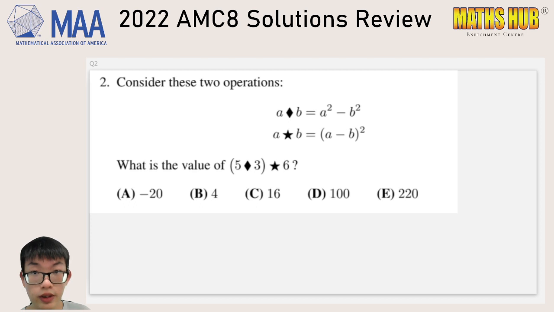Question 2. Consider these two operations, diamond and star. So basically just put the numbers in. So 5 squared minus 3 squared, 25 minus 9 is 16. 16 star 6 would be 16 minus 6, which is 10. 10 squared is 100.